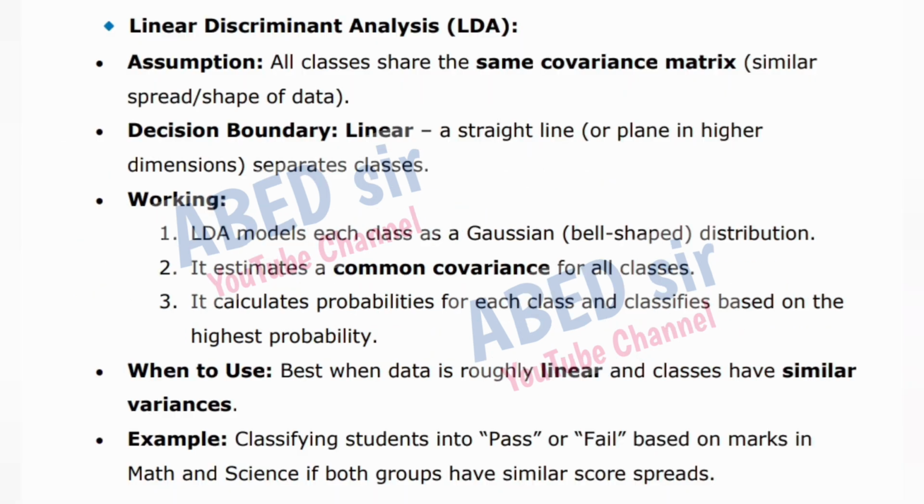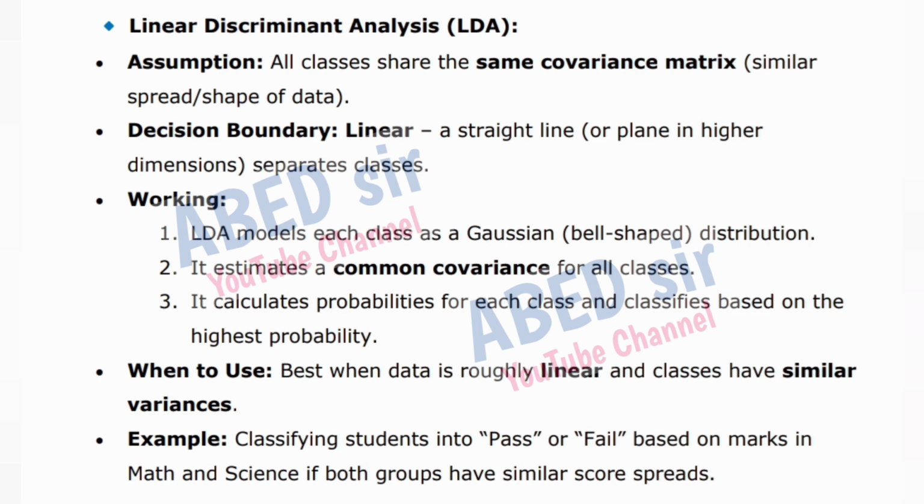Linear discriminant analysis, LDA. Assumption: all classes share the same covariance matrix, similar spread shape of data. Decision boundary: linear, a straight line, or plane in higher dimensions, separates classes. Working: 1. LDA models each class as a Gaussian, bell-shaped distribution. 2. It estimates a common covariance for all classes. 3. It calculates probabilities for each class and classifies based on the highest probability.